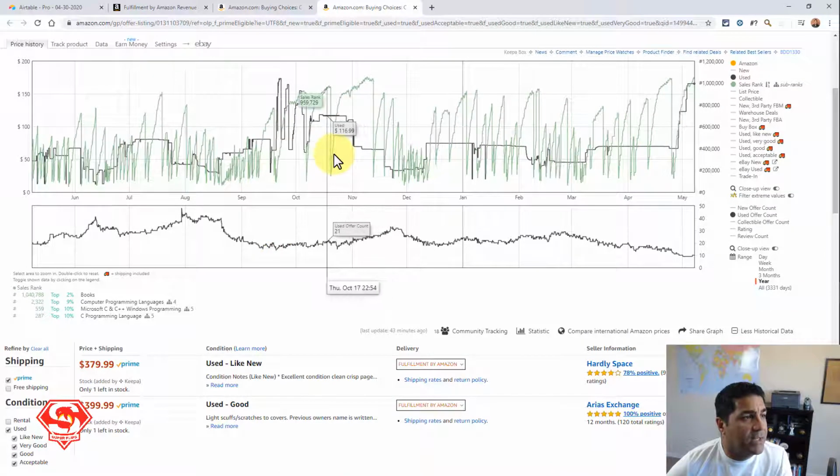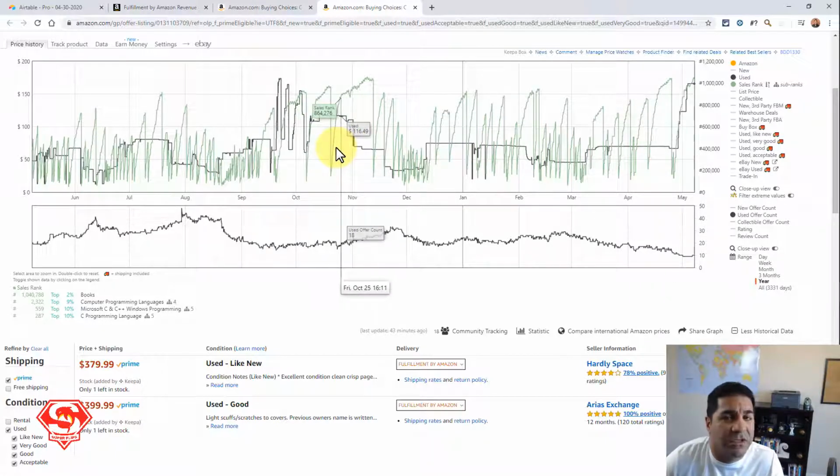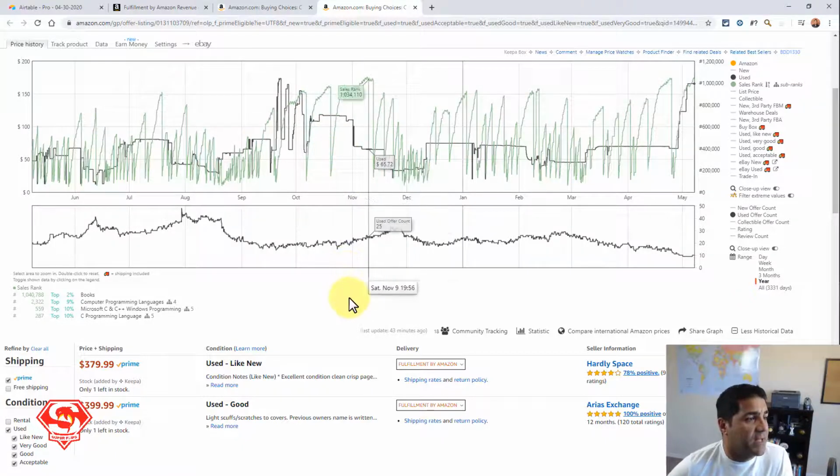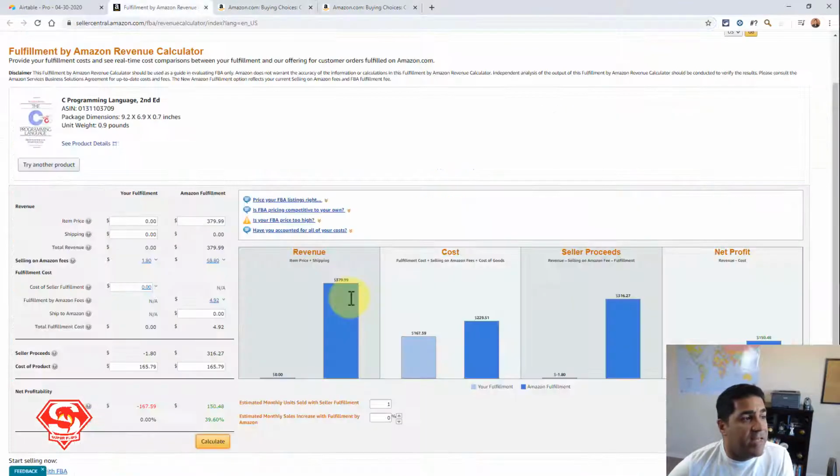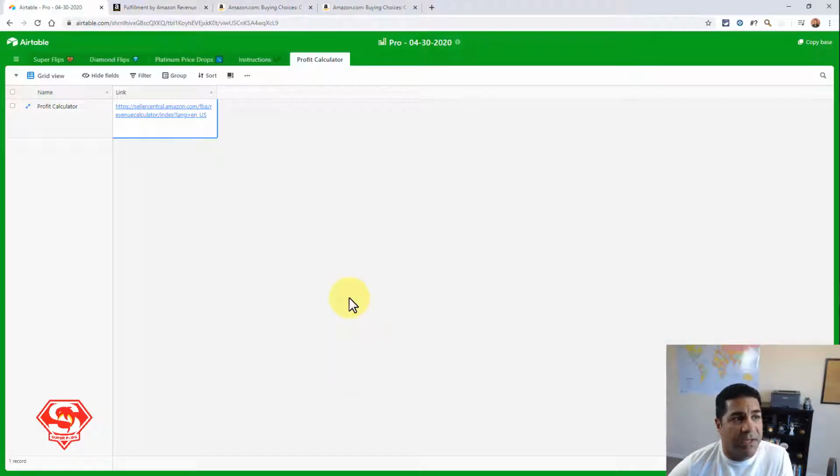But this book did sell. You can see it sold in October for $116. That was the lowest price. So this book is an expensive book, obviously. So anyway, that's how you would go ahead and buy the book, and you would be good to go.